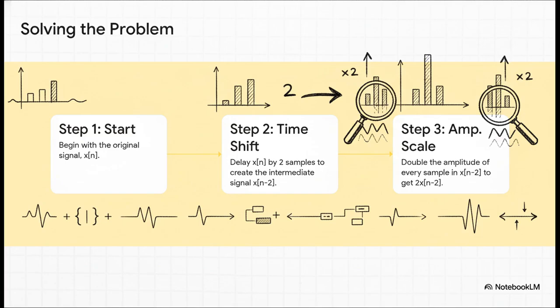Now, the key here is to do these operations in the right order. A good rule of thumb is to work from the inside out. So first, we deal with what's inside the parentheses, the time shift. We take our original signal and delay it by 2 samples. Then, we apply what's outside, the amplitude scaling. We take that new, shifted signal and double the height of every sample.